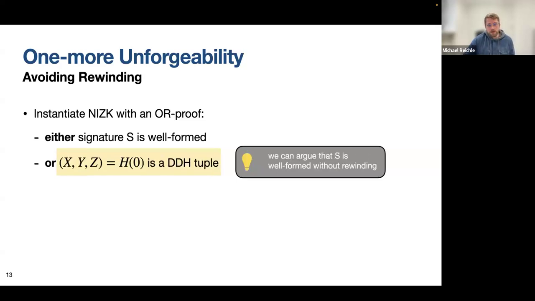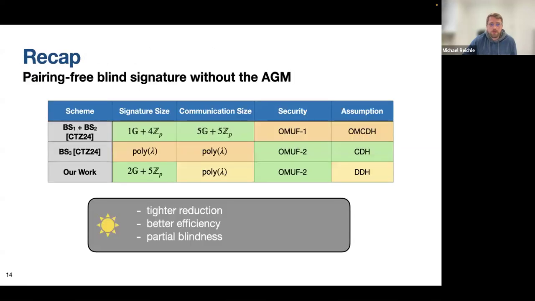Now, if we replace this with a DDH tuple, then we can make this kind of an on and off switch. Using the second branch, either you can sign, or you can just not sign because XYZ is not a DDH tuple. So this allows us to argue that S is well formed without rewinding. And I would say that these are the two main technical insights in our security proof.